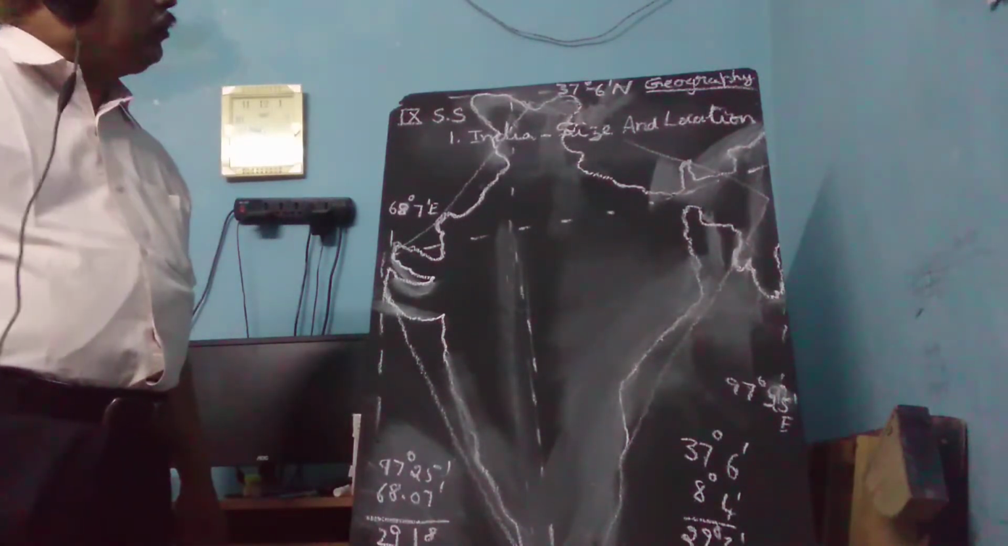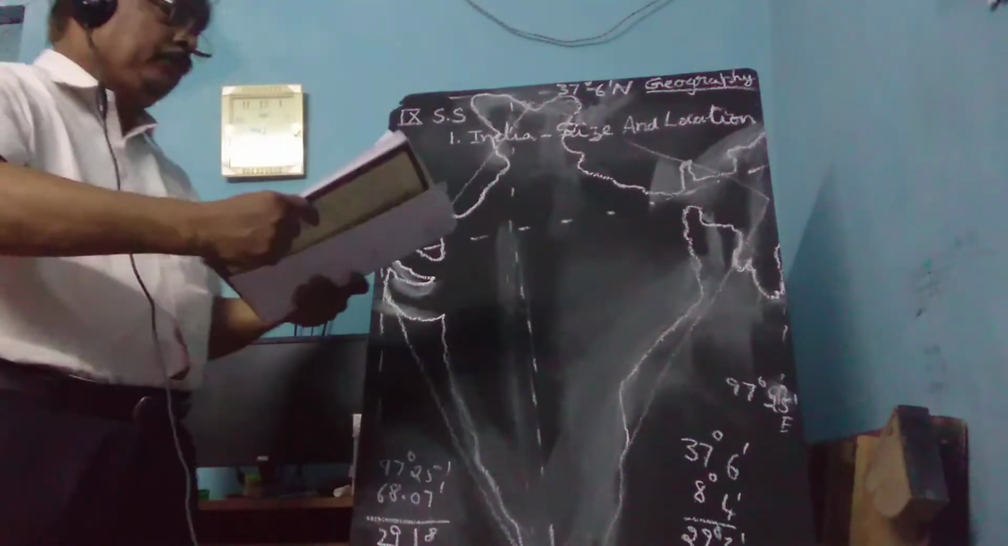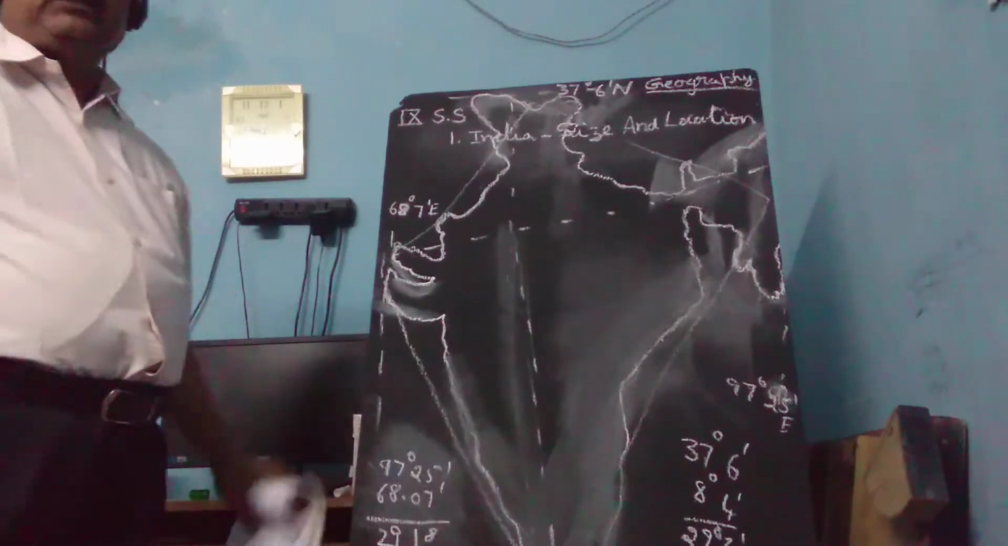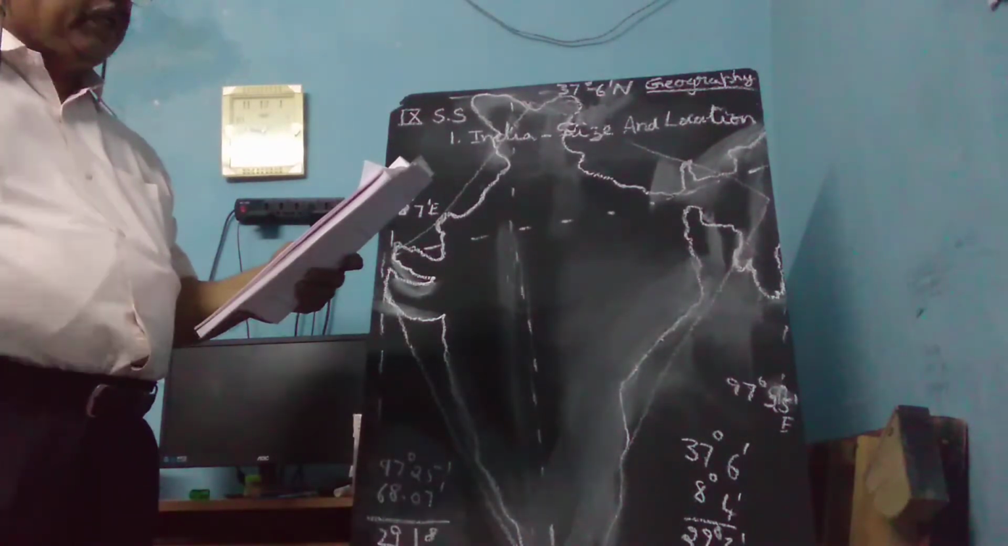And also you have to find the area, that is 3.28 million square kilometers.